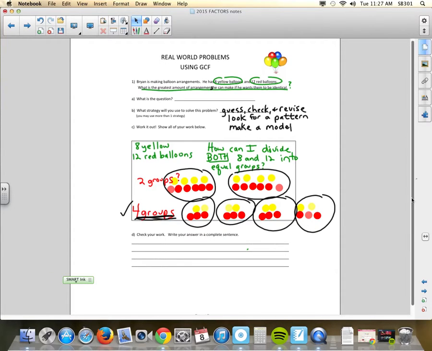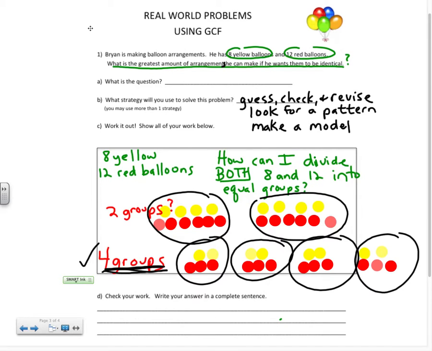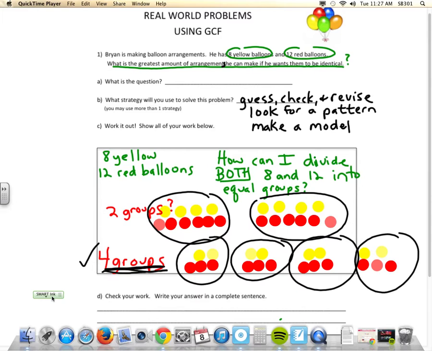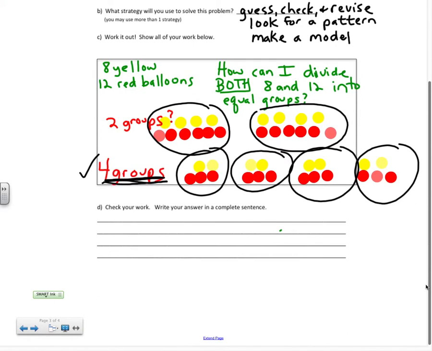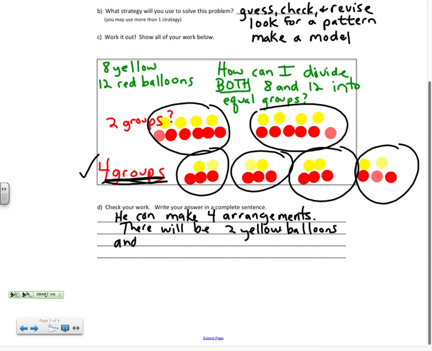Let's finish off our problem checking our work. It says check your work, write your answer in a complete sentence. So let's just rephrase the question. I could say he can make 4 arrangements, and I am going to expand on that. There will be 2 yellow balloons and 3 red balloons in each group.